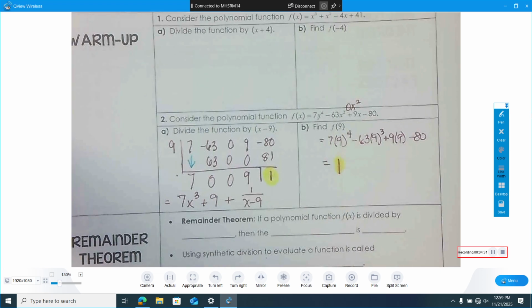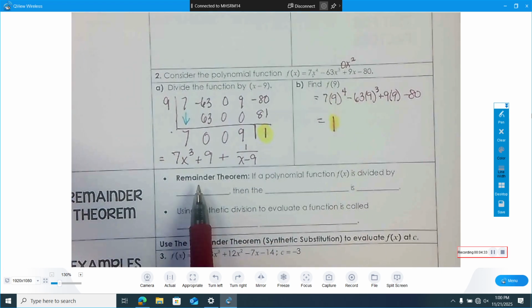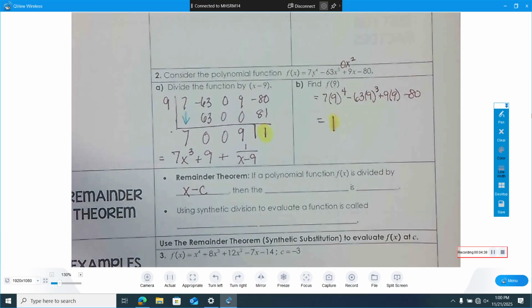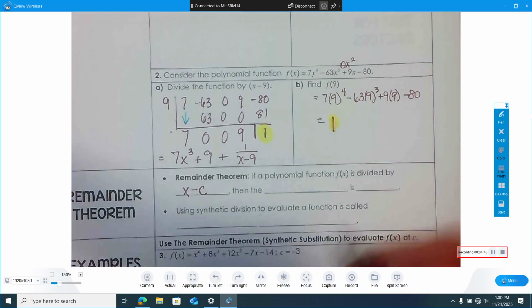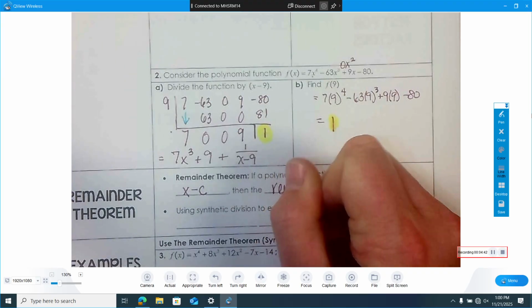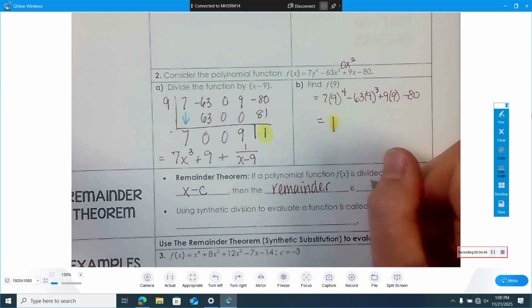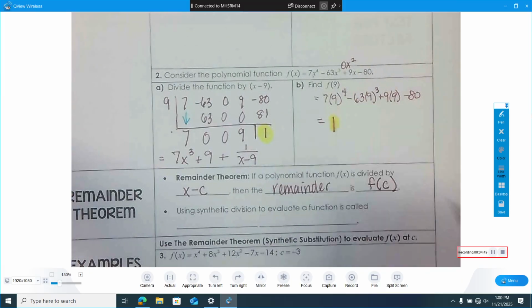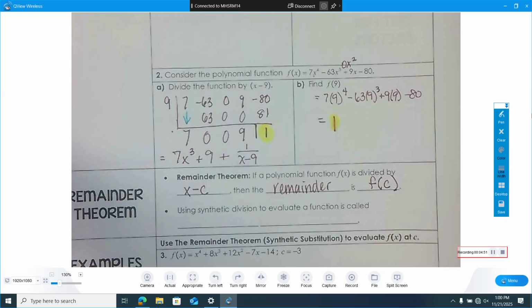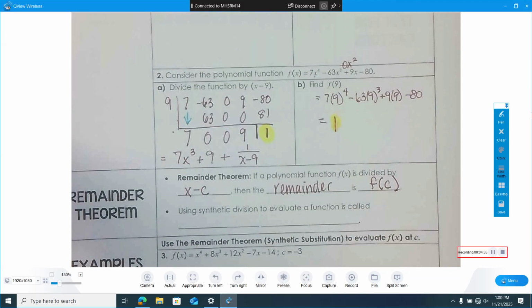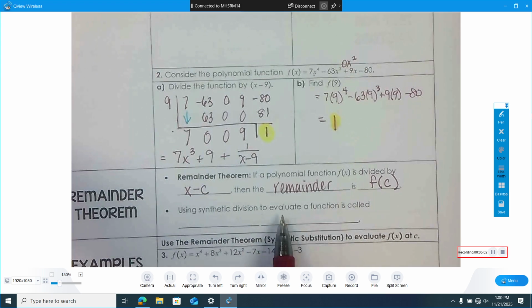So here, this is the remainder theorem. And it says, if a polynomial function is divided by x minus a constant, then the remainder happens to be exactly the same as the function with the constant plugged in for x. So that if you replace the x with the constant, you'll get the same value. Kind of interesting. And so this is using synthetic division to evaluate a function.